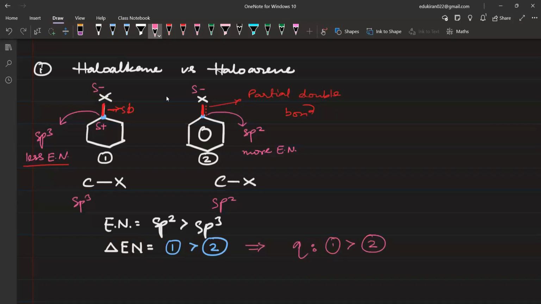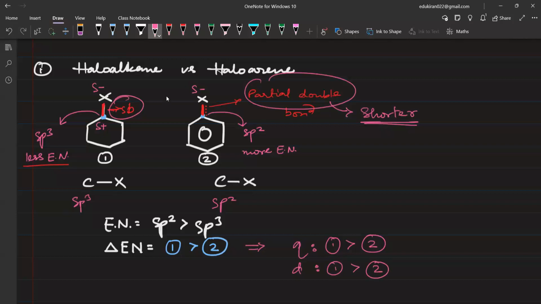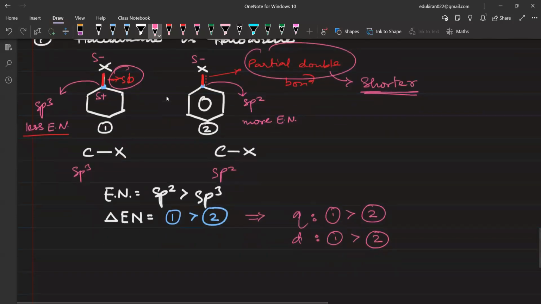Now let us see about the bond. If you look at the bond here, this is completely a single bond and this is a partial double bond. And a partial double bond is shorter. Single bond is longer. So if I look at the distance, the distance between the positive and negative charge is greater in one than in the second. From here we can easily conclude the haloalkane is more polar than haloarene.